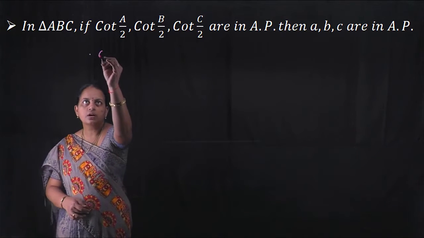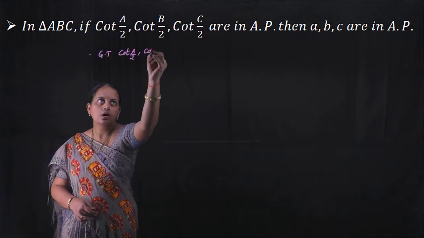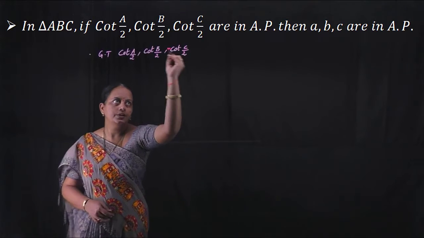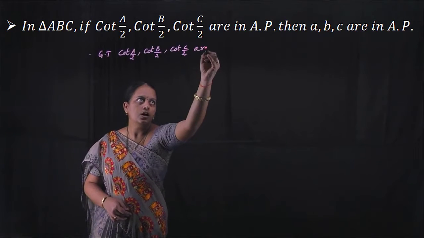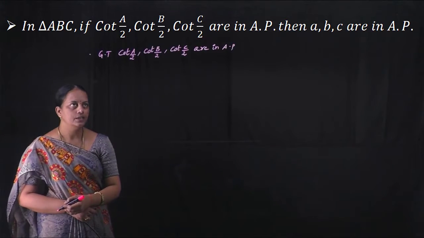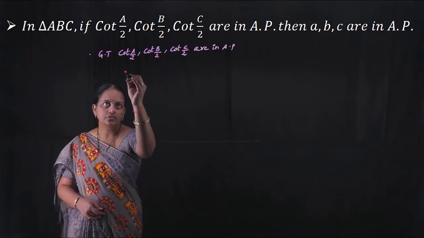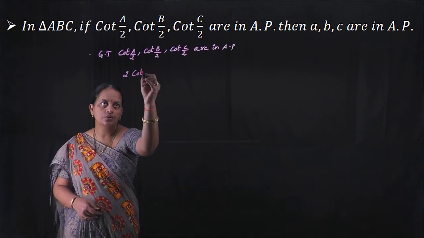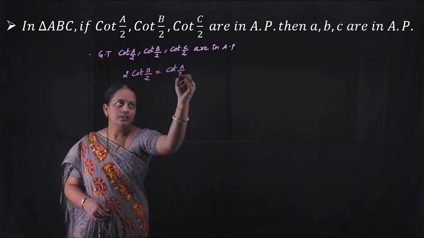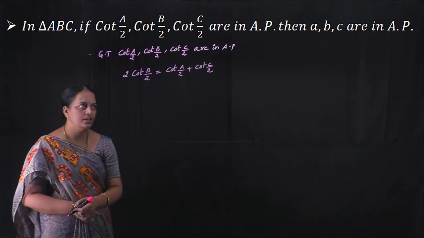Given that cot A/2, cot B/2, cot C/2 are in AP. Already we know that if A, B, C are in AP, then 2B equals A plus C. By applying that, we can write 2 times cot B/2 is equal to cot A/2 plus cot C/2.